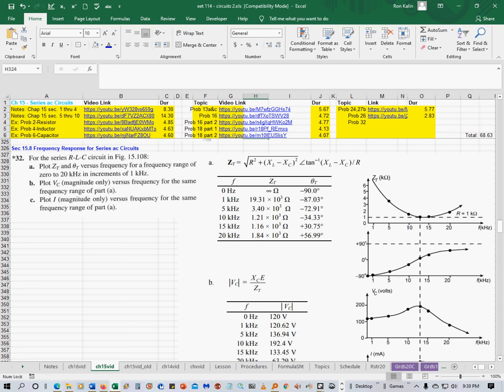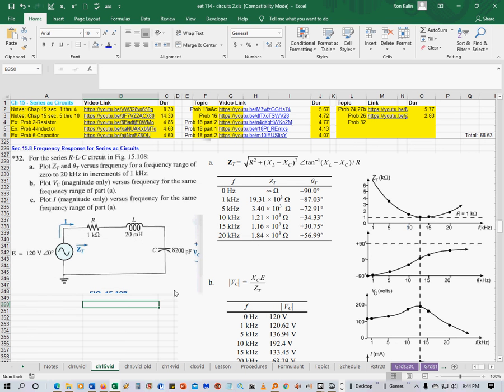EET 114, Chapter 15, Series AC Circuits. This is a frequency response for Series AC Circuits, problem number 32 for the Series RLC Circuit. So this is the diagram right here. R is 1 kilo ohm. The inductance is 20 millihenries, and the capacitance is 8200 picofarads.